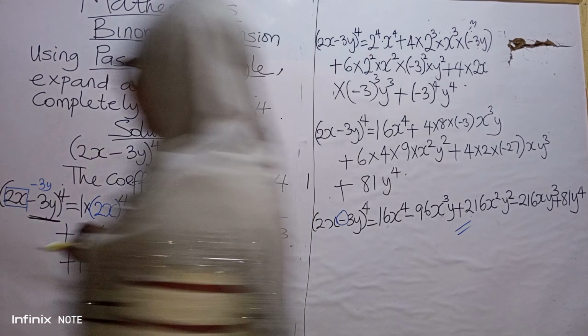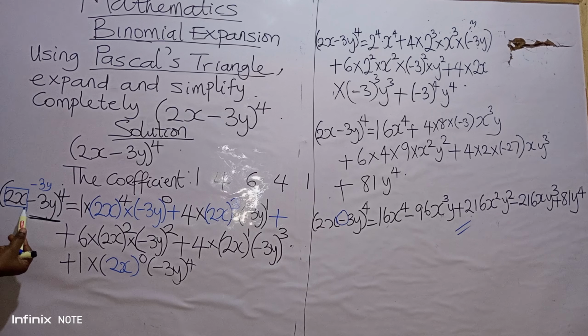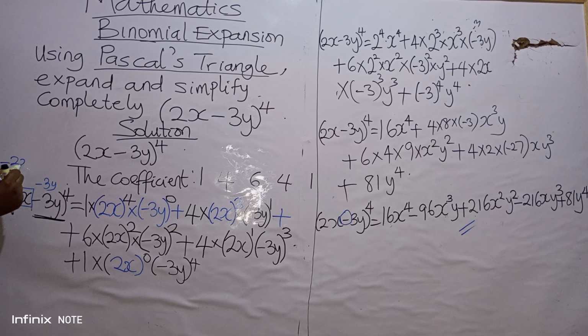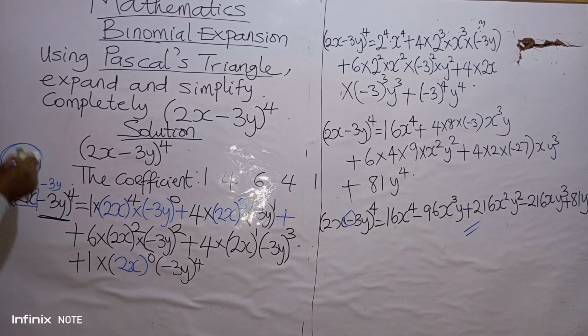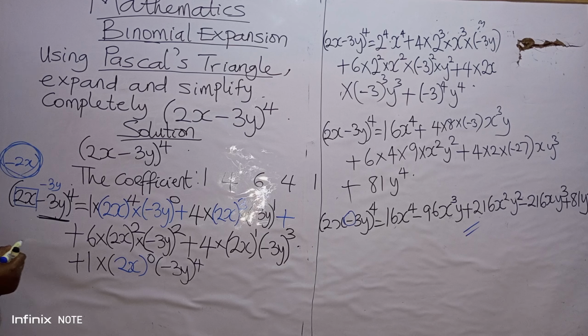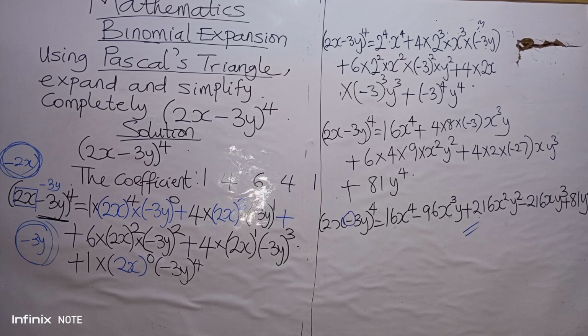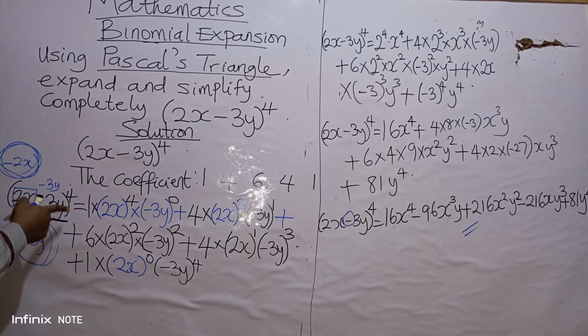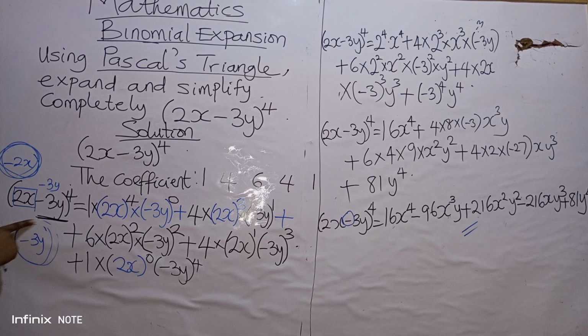The thing is that the first term, you are taking that x with its coefficient. If you have minus 2x here, you are taking that minus 2x as a term. The second term, you have minus 3y. You are taking that minus 3y as a term. It's not that you take 3y. So please, you have to take notes. Many students used to make that mistake.